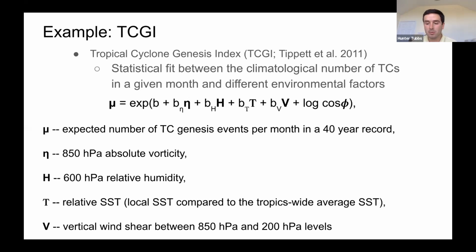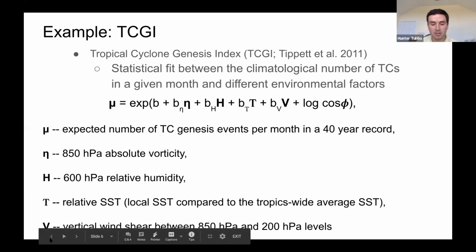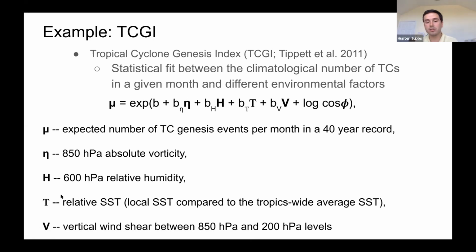We then have V, which is the 850 to 200 hectopascal vorticity and vertical wind shear. And vertical wind shear is simply the change in wind direction or speed with height, and it can also be both. Tropical cyclones are known to be sensitive to all these terms, and that's why they are shown in the equation here. The last term, cosine phi, phi is just latitude, with the dependence on where the storm is actually originating.